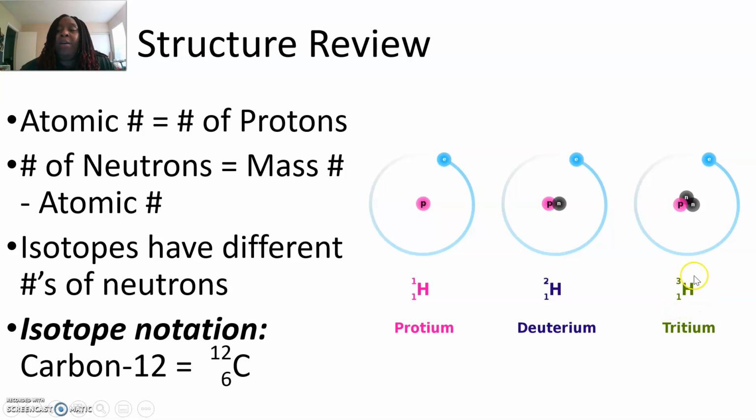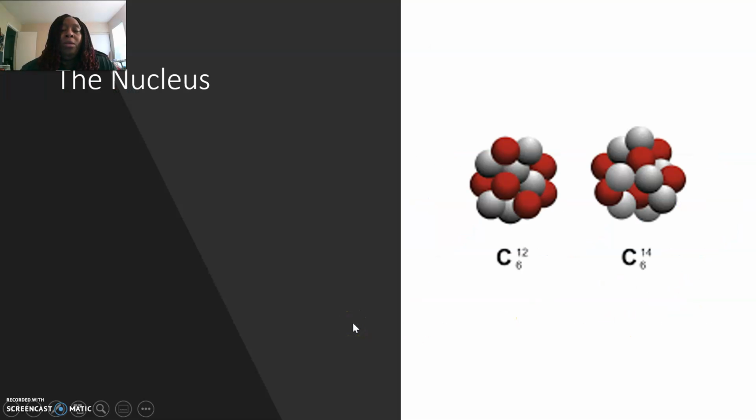And then we have tritium, which is actually a radioactive isotope of hydrogen. But if you look, the mass number is slightly different. It has 3 here. That means that it has 2 extra neutrons than the original, but it still has the same atomic number.